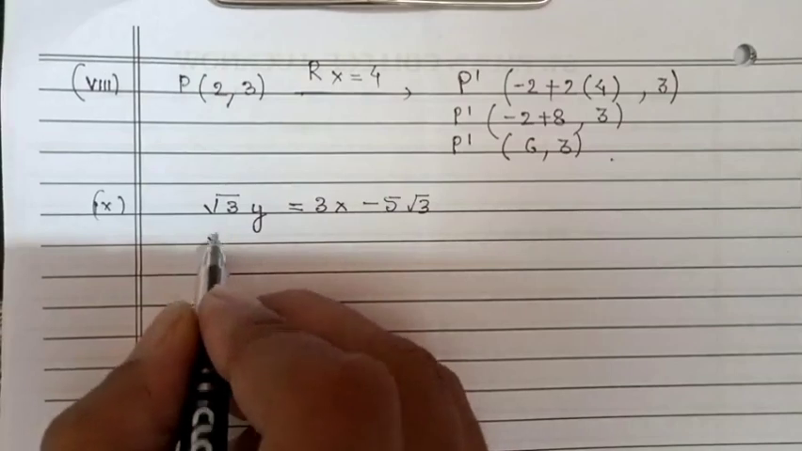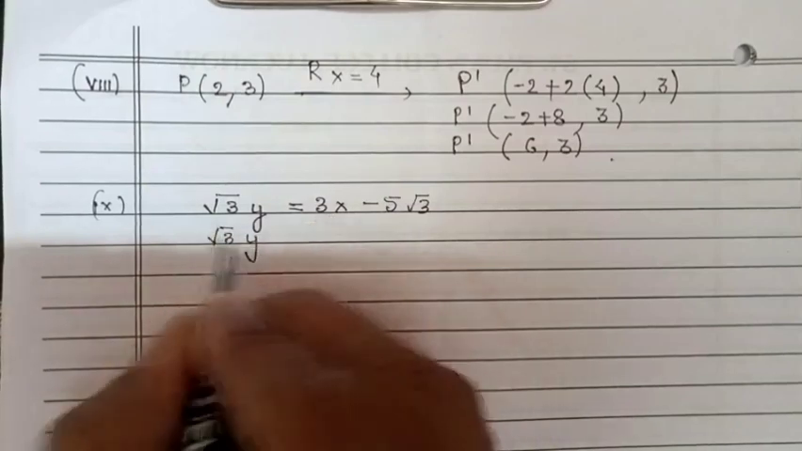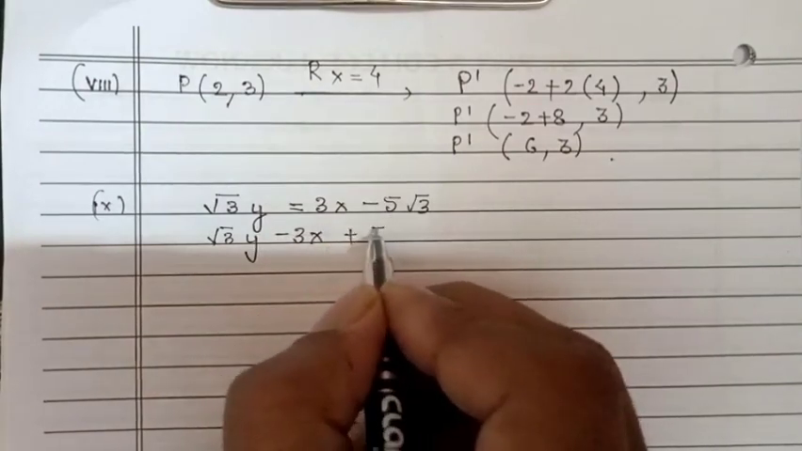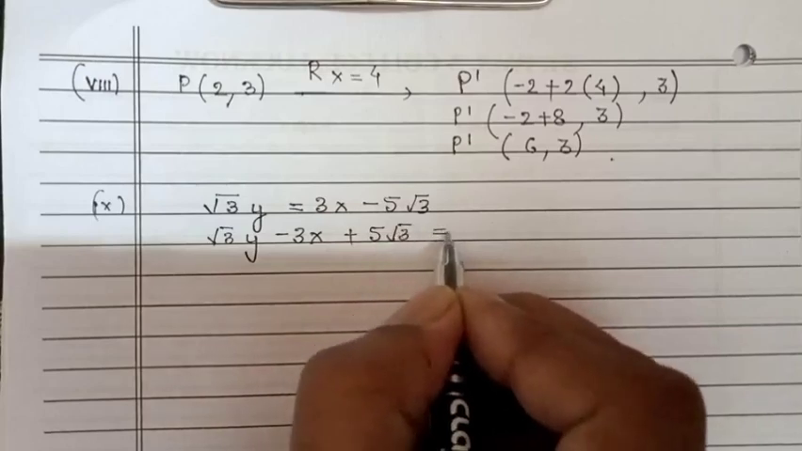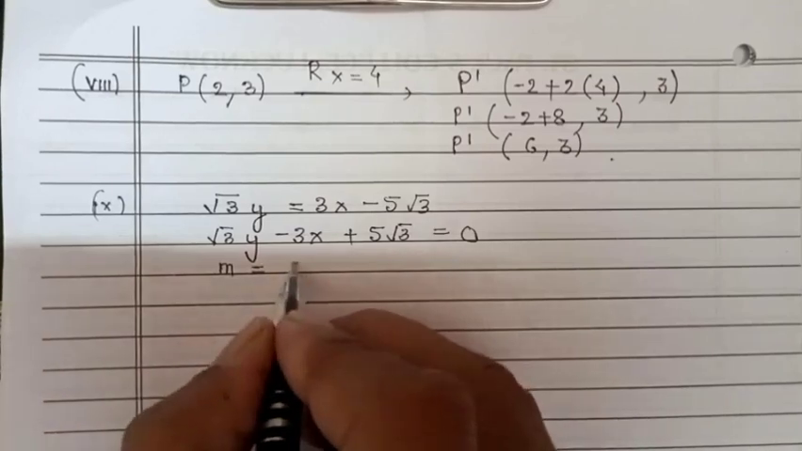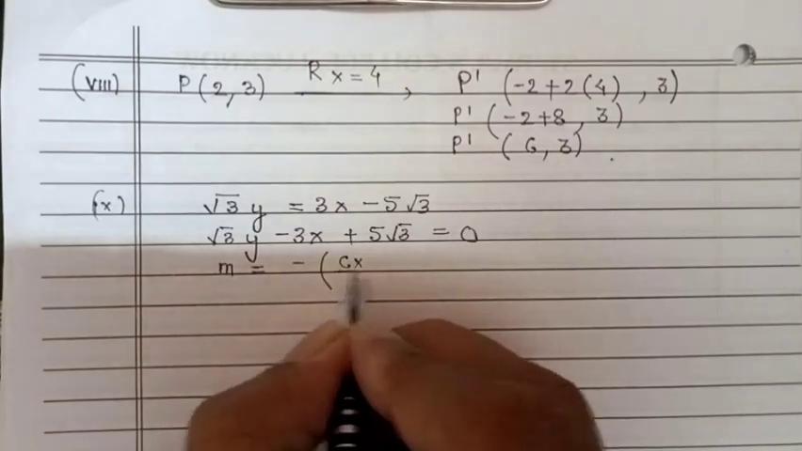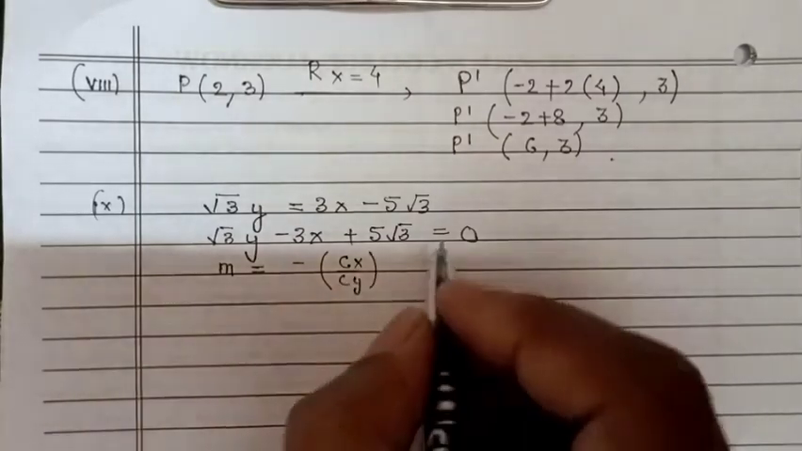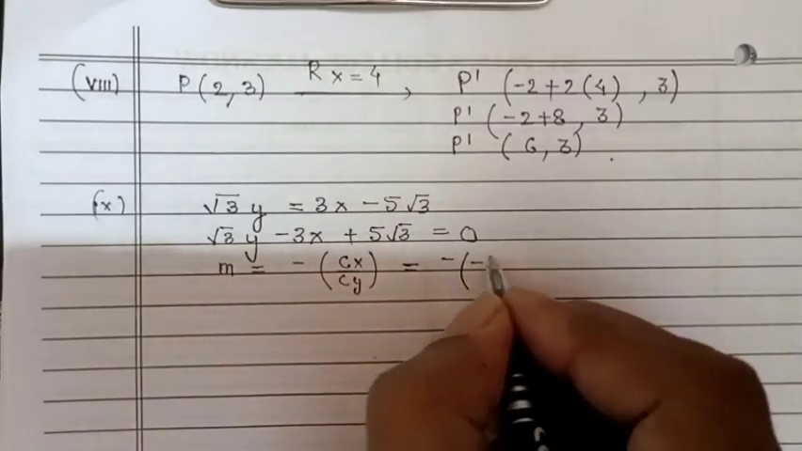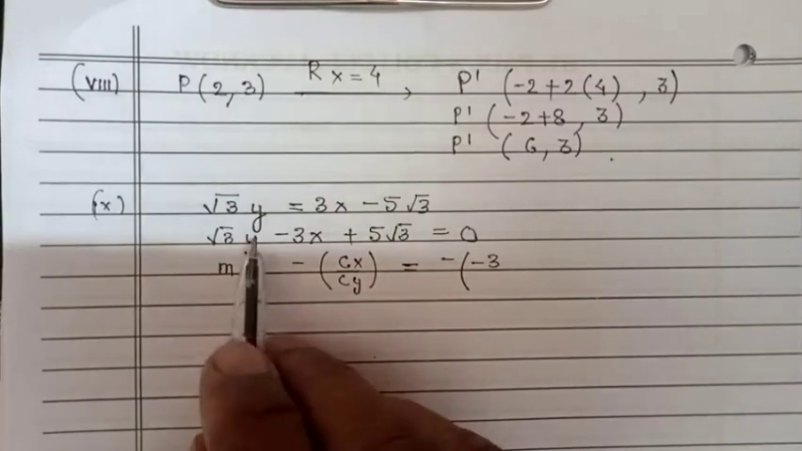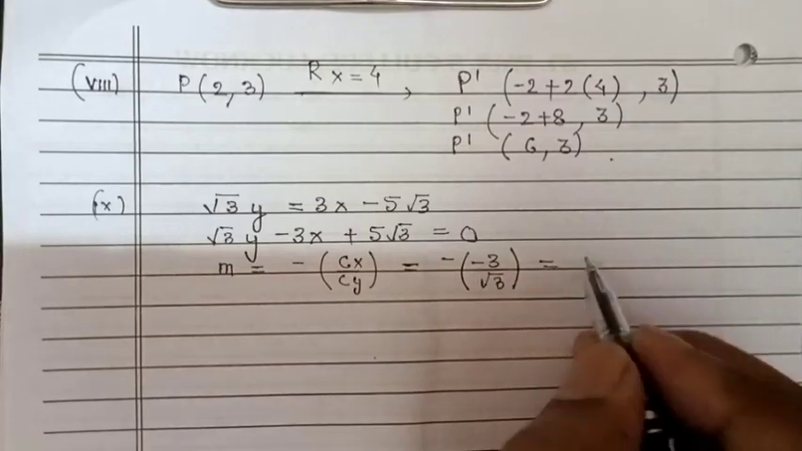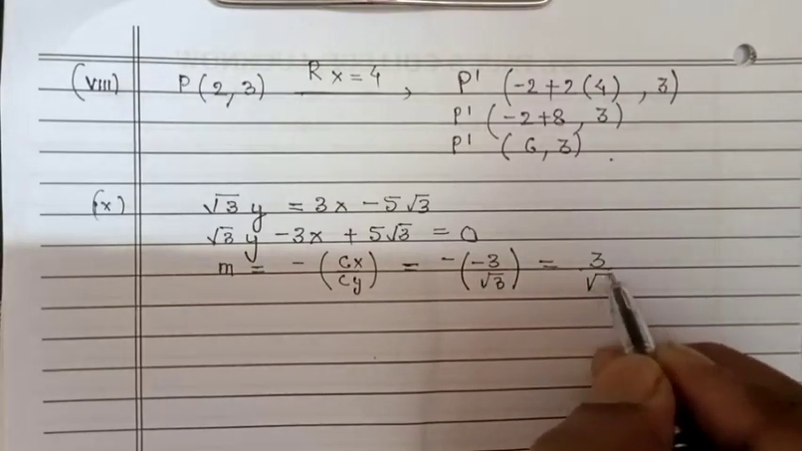So for slope, I told you first collect x and y, both the terms, on one side. So let's bring all these terms on the left side, and we get 0 on the right side. Now we will get the slope. The slope can be calculated using the formula negative coefficient of x upon coefficient of y. So here the coefficient of x is -3 upon the coefficient of y. The coefficient of y is √3. So you are getting minus, minus 3 upon √3, right?